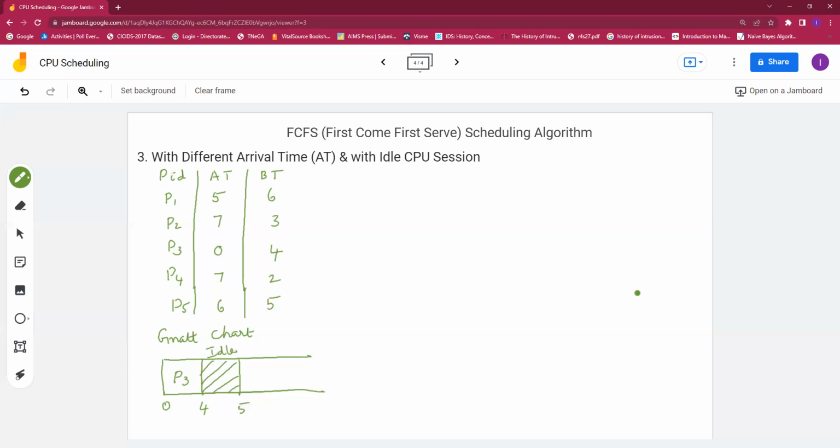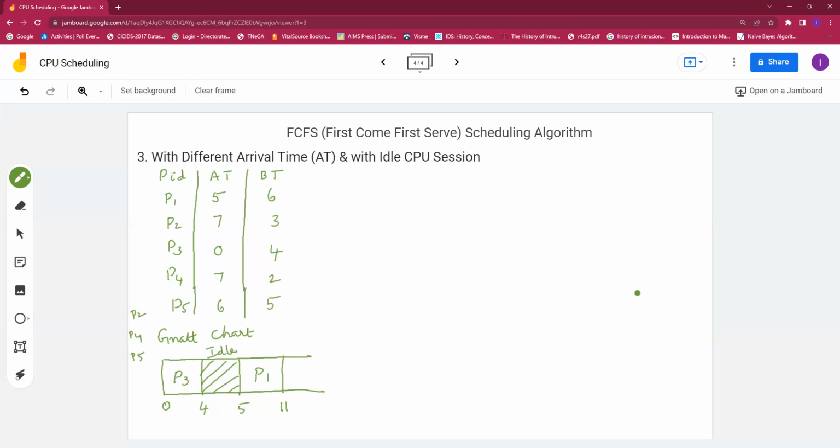Now the CPU scheduler will go and see, and it finds that P1 is available in the ready queue. This P1 will be given to the CPU for execution. P1 comes in and executes for 6 milliseconds. So 5 plus 6, it will be 11 milliseconds. At this point of time, in the ready queue, your processes P2, P4 and P5 are available. You have three processes available in your ready queue.